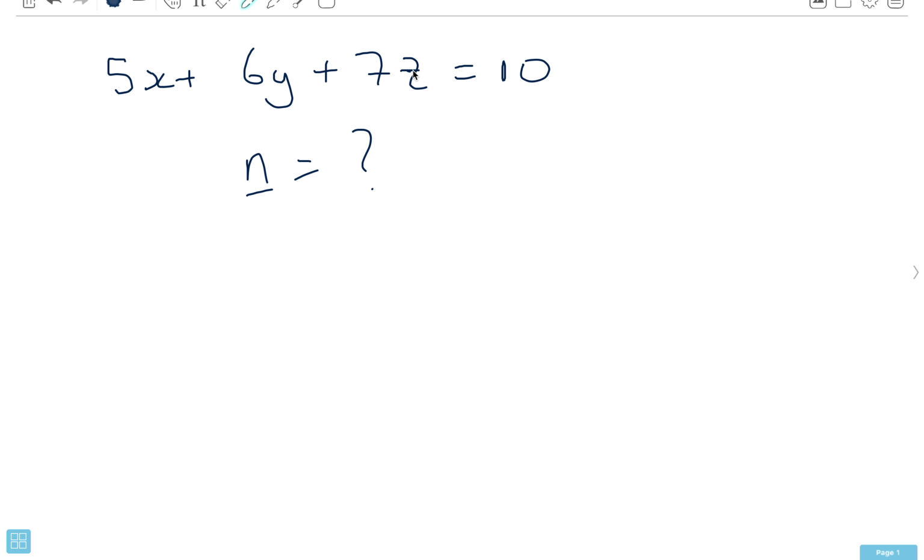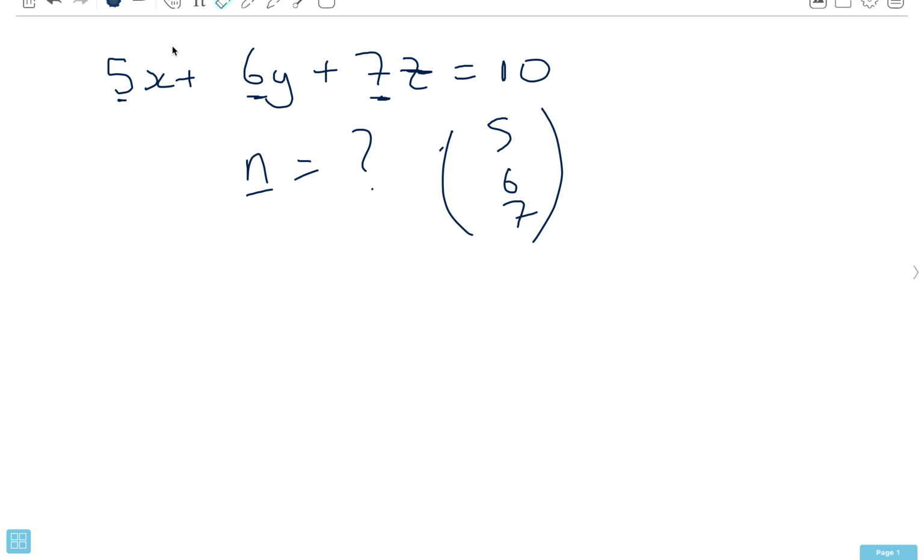If I now do 5x plus 6y plus... okay. What's n? Remember, n is the coefficients of this equation here, so n is 5, 6, 7. Yeah?